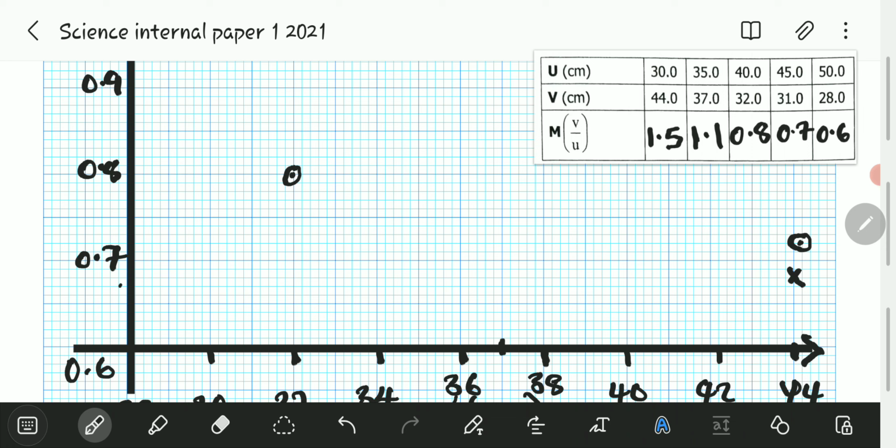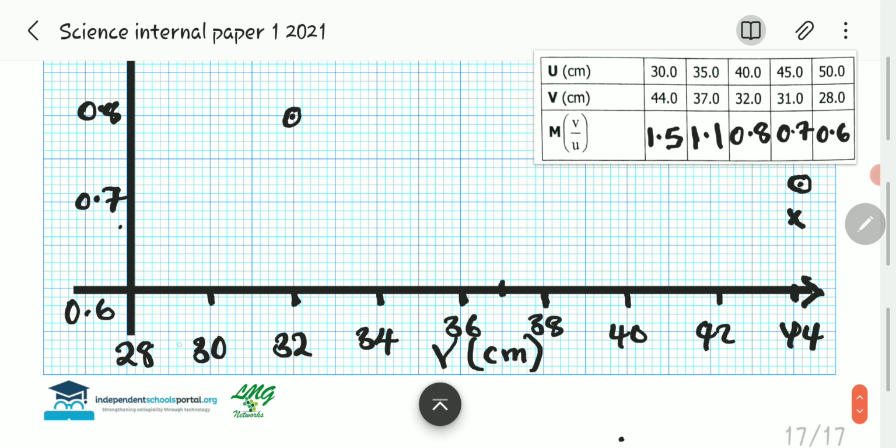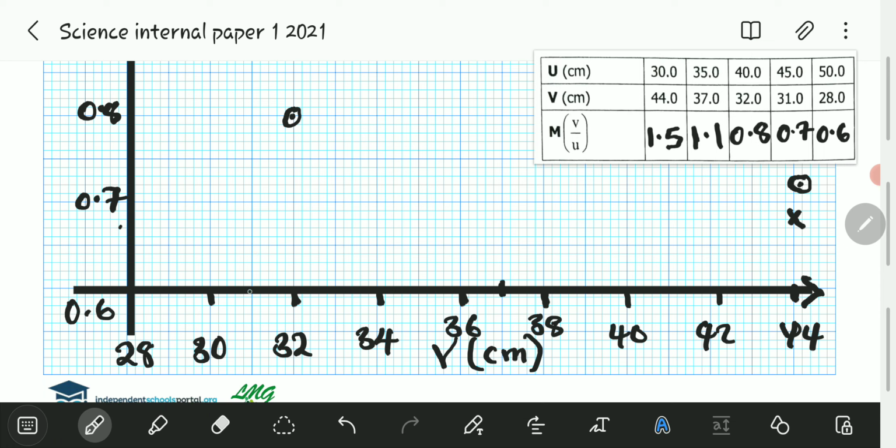All right, the next point is 31, 0.7. So where is 31? 31 is between 30 and 32. So this is the point, and it comes here, and it is like that. Then the last point is 28, 0.6, which is just at our starting point, just there.